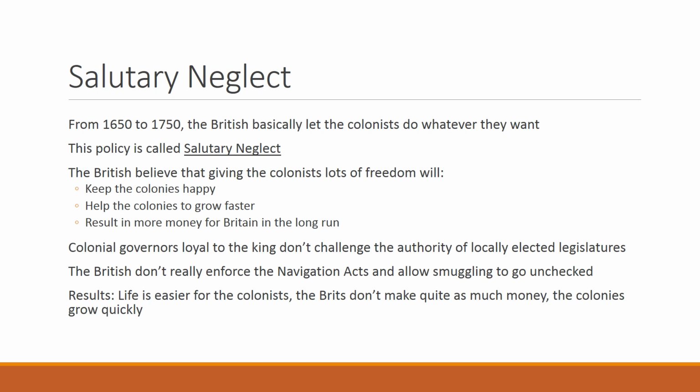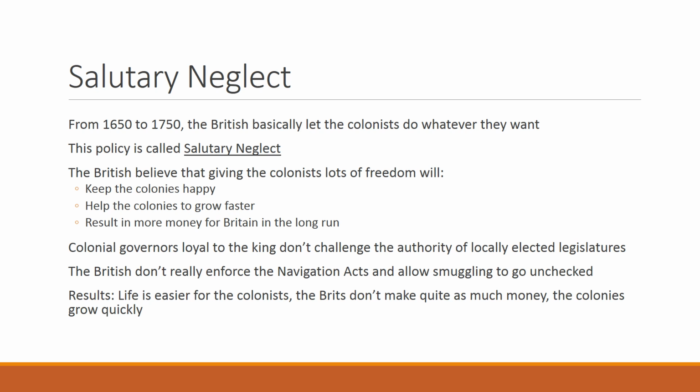So even though the British have the power to control the colonists, they choose not to. And so why do the British choose not to use all their power and to let the colonists do their thing? The British give a couple reasons for this. They think that leaving the colonists alone will keep them happy, because then they can just do whatever they need. They think it will allow the colonists to grow faster. And they think because of this that it will result in more money for Britain in the long run. So even though they won't get as much trade right away, because they're not enforcing the Navigation Acts, in the long run they will make more money because they will have happier, bigger colonies.